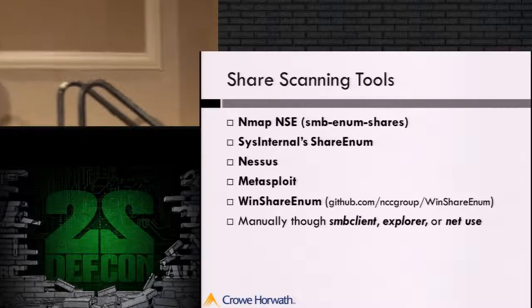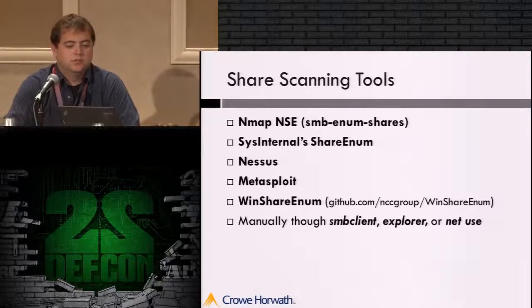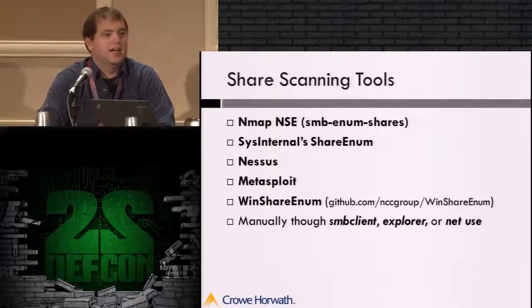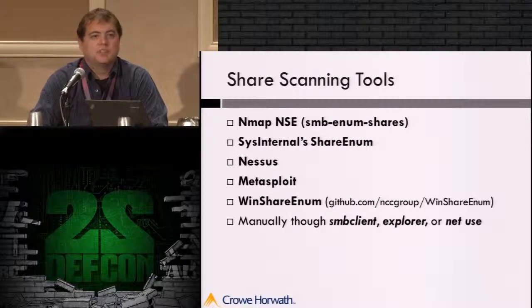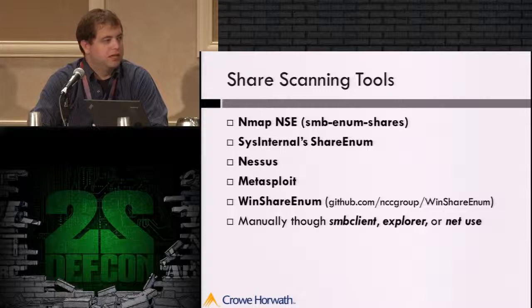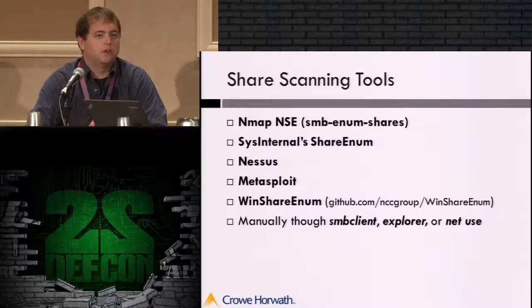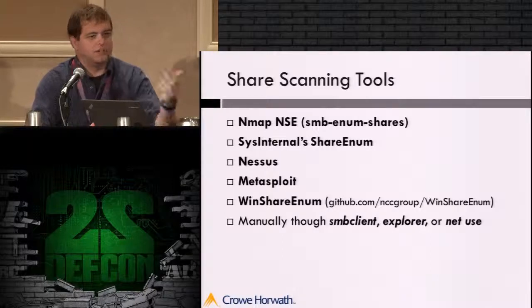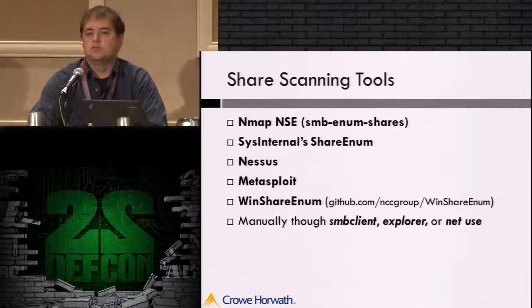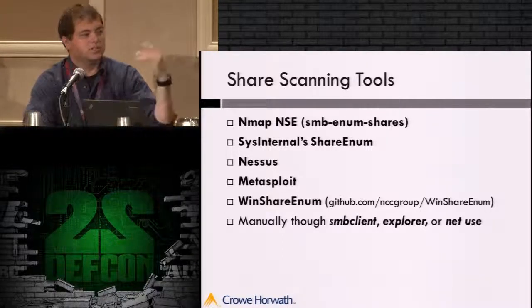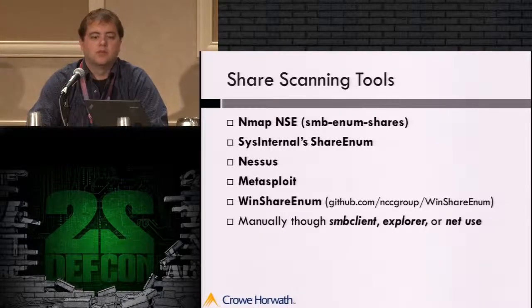So before we started writing this tool, these are the tools, with the exception of WinShare and Noom, that we kind of had access to. Nmap obviously has the NSE script. They've been working on the authentication piece. We had some trouble with that, but besides that, it's fast. It gives you the default permissions for that share. It tries to upload a file to see if you can write to it, lets you know if you can read it, prints it out in a nice format that you can then go through and parse.